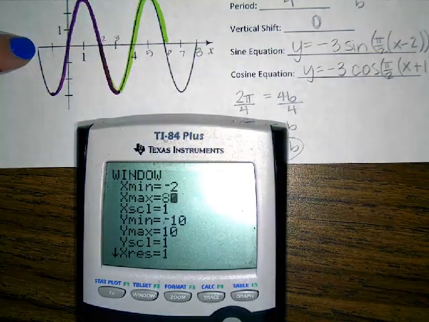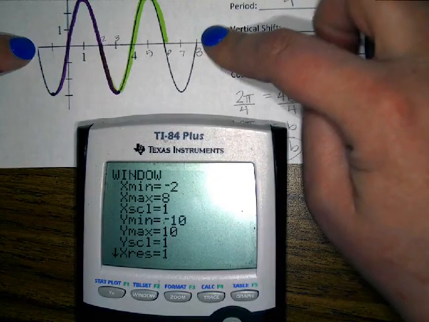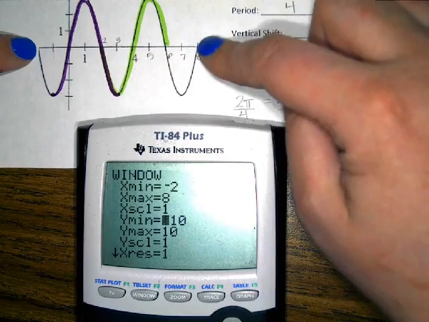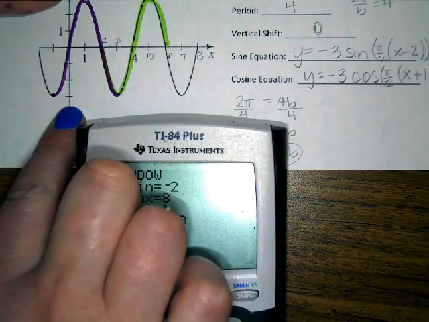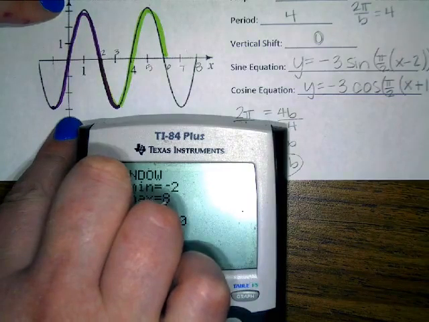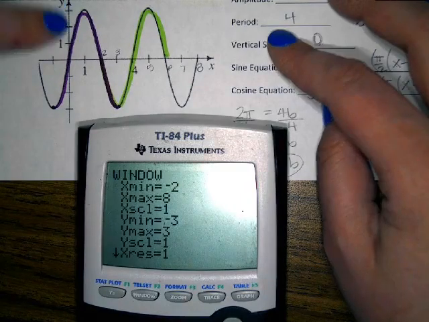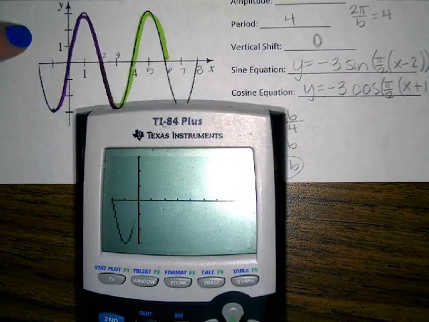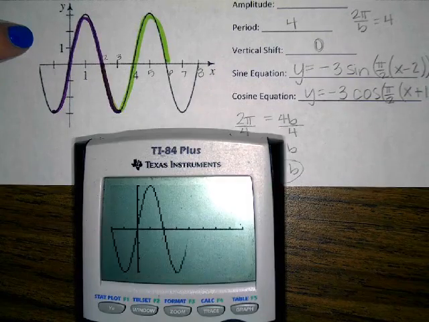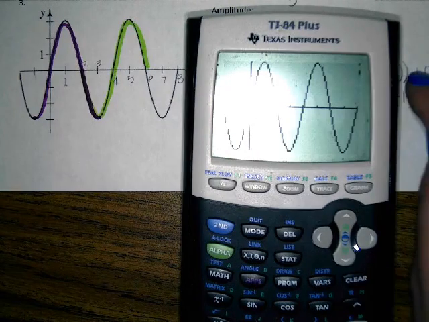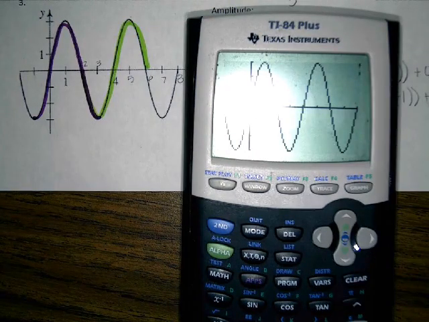Okay. What should I do for my y's? Okay, -3 to 3, and I should go by ones. And it looks just like the graph, and it only graphed one curve, which means our equations match, and it matches what was on the paper. All right, how do we feel about these? Good. Feeling pretty good? Okay, let's flip the page.